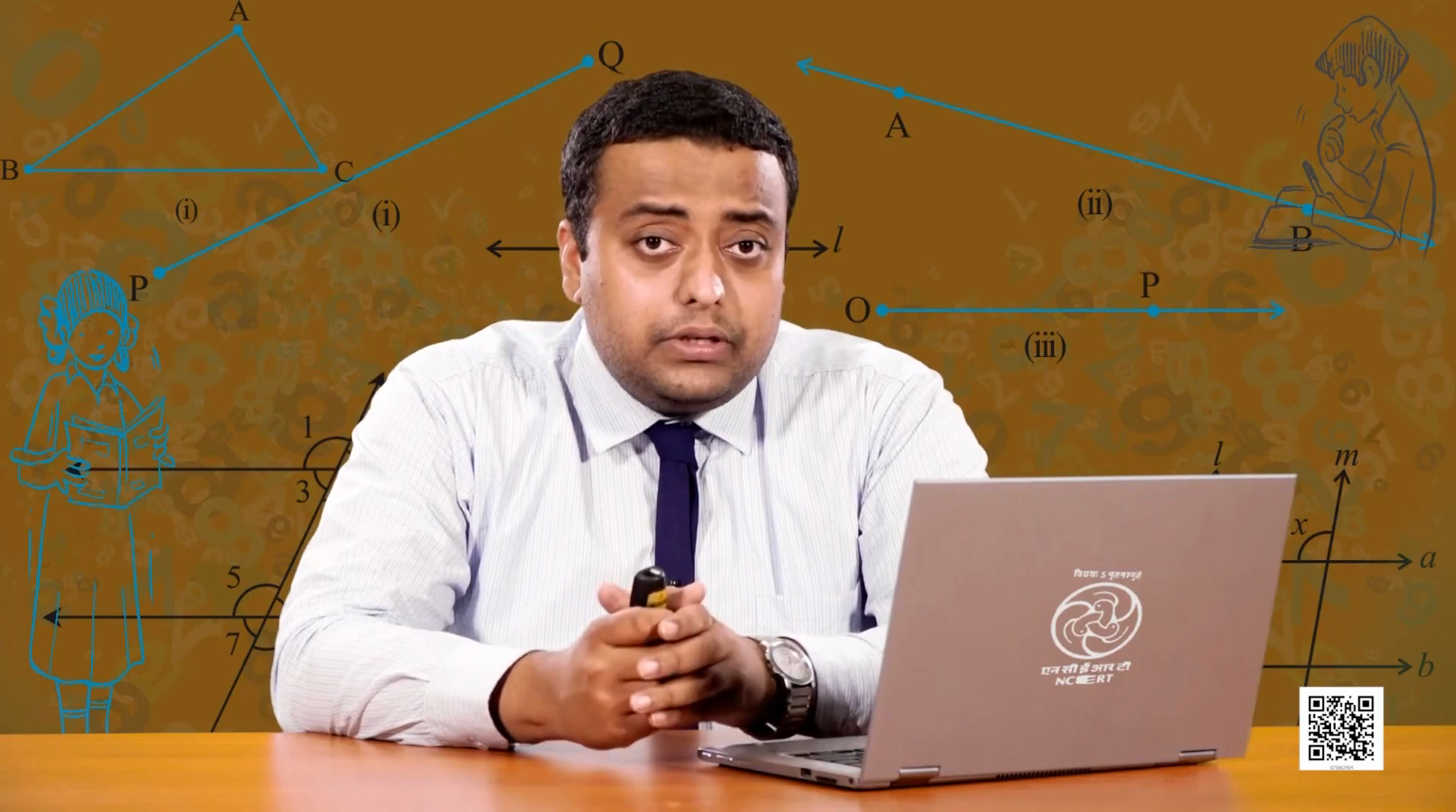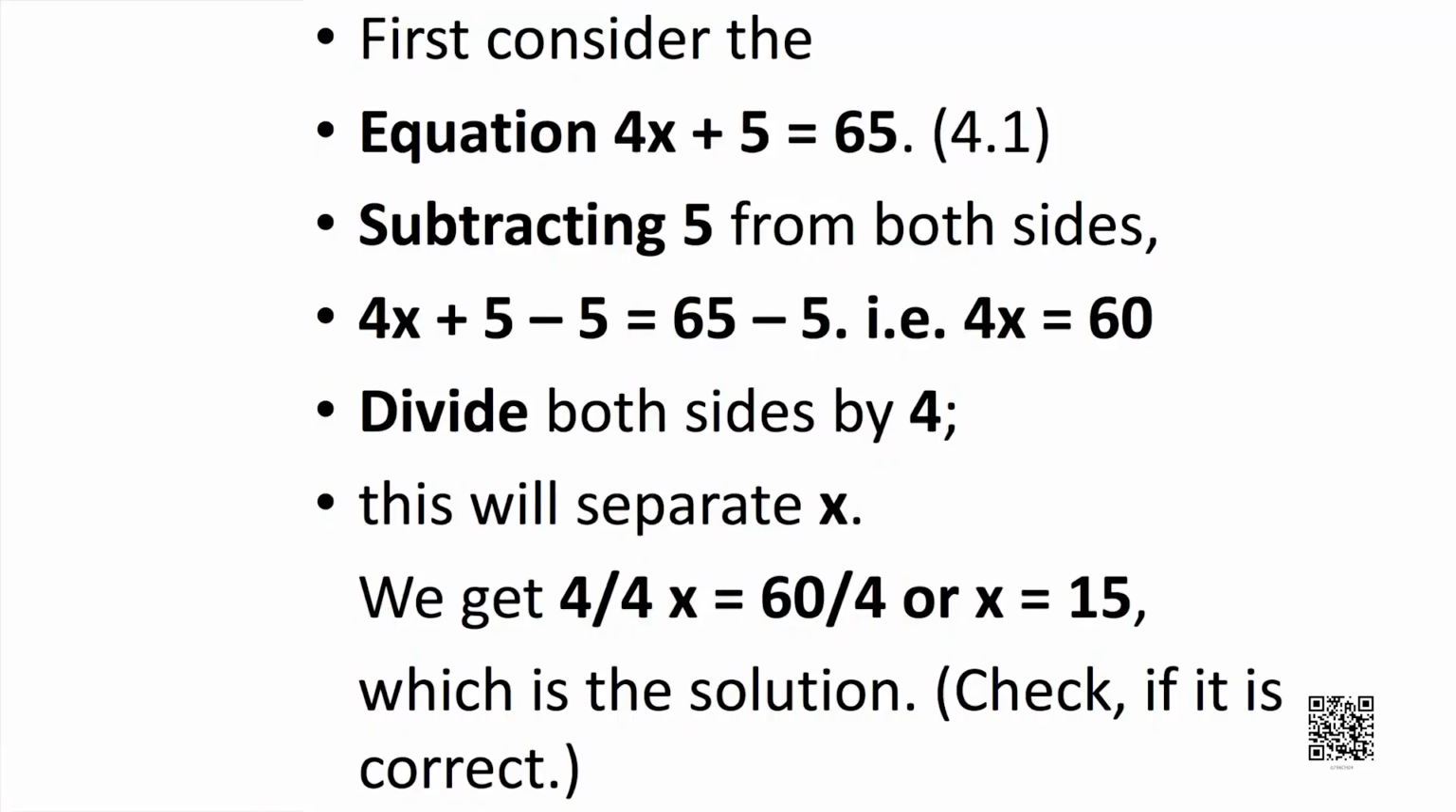Now students, we are in a position to go back to the mind reading game presented by Appu, Sarita and Amina in the starting of this chapter and understand how they got their answers. For this purpose, we will look at the initial equations of Appu and Amina. Considering the first equation, that is 4x plus 5 is equal to 65, subtracting 5 from both the sides, 4x plus 5 minus 5 is equal to 65 minus 5, that is 4x is equal to 60.